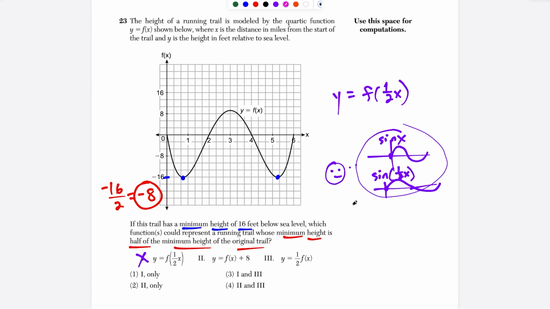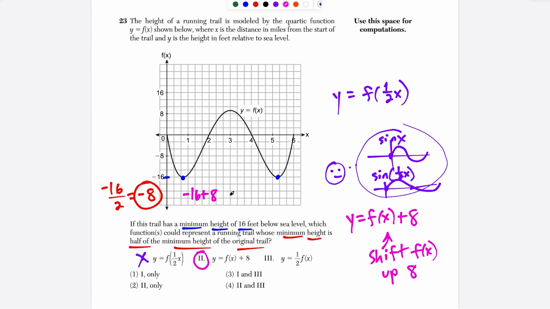Now we look at Roman numeral 2. This one is good because if we have y equals f of x plus 8, it's going to shift f of x up 8 units. If we send it up 8 units, the lowest point is going to go from negative 16 plus 8, which makes the lowest point at y equals negative 8, which is exactly what we were looking for. We're looking for a minimum height that is half of the minimum height of the original trail. So 2 is definitely good, which means that these answer choices are out.